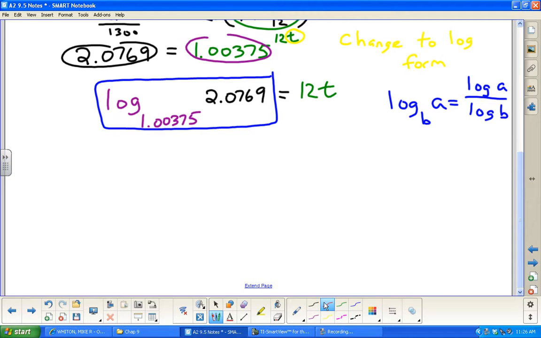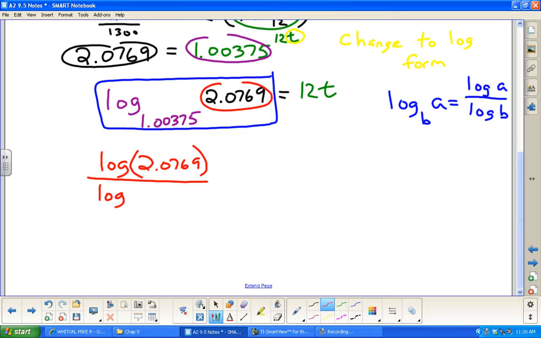So for this problem, it can be the log of 2.0769. And again, that'll be in parentheses, and close that parenthesis because you're dividing it by another logarithm. Okay, still equals 12t. So this left side here can be done on a calculator, and enter it just like that.